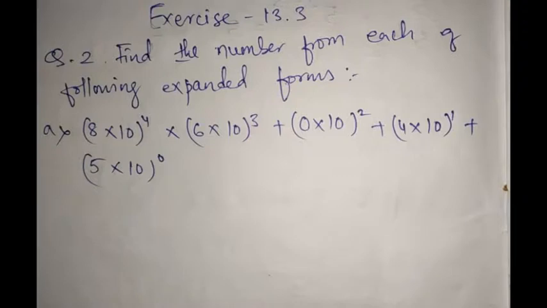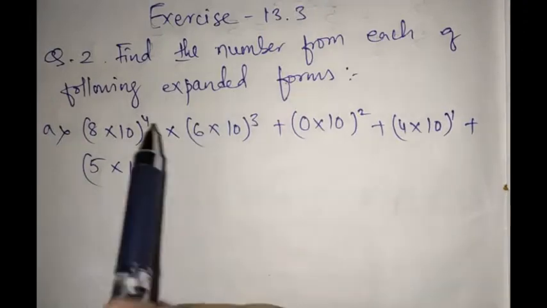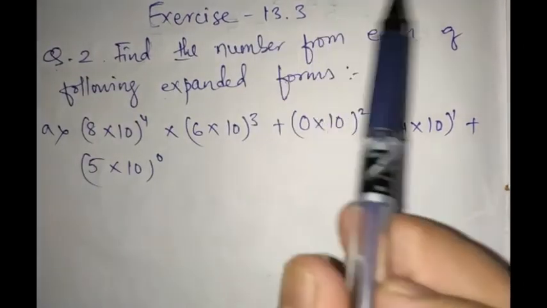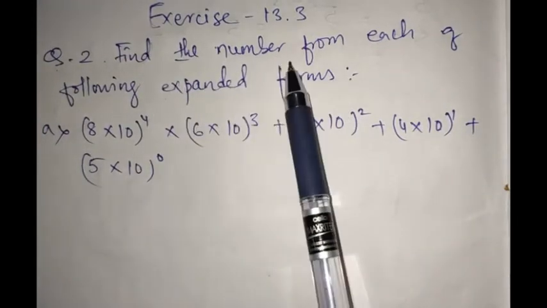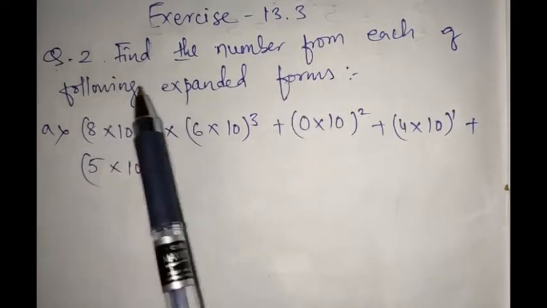So student, in our previous class we started question number 1 from exercise 13.3, right? And we have completed that. So from today onwards we are going to start question number 2 of exercise 13.3. The question says: find the number from each of the following expanded forms.